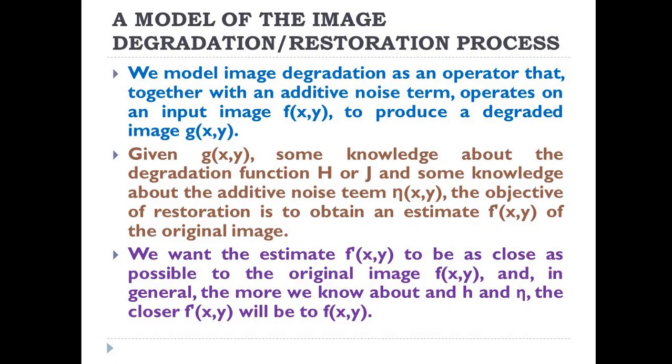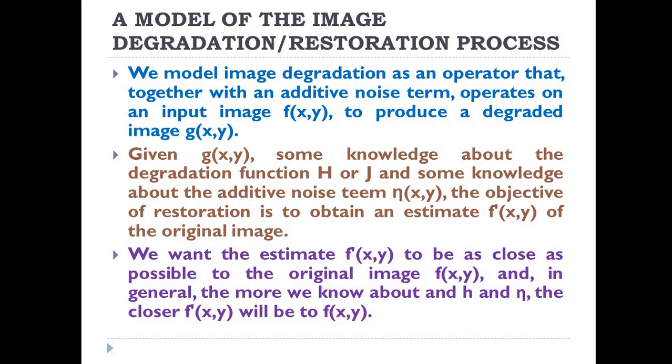So let us consider f of x comma y be the input image, and as we discussed already, the image undergoes distortion, which means the image gets degraded. So let us assume the input image f of x comma y, due to unwanted noise term which gets added with the original image, degraded the image f of x comma y into another form. Let me denote it by g of x comma y.